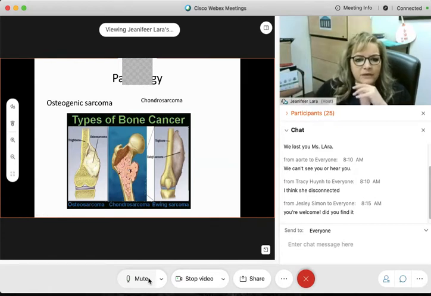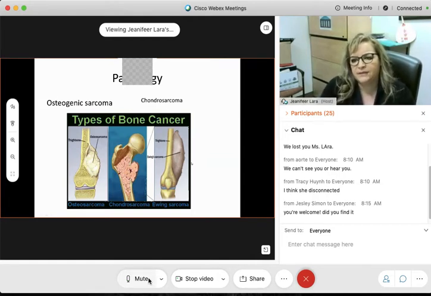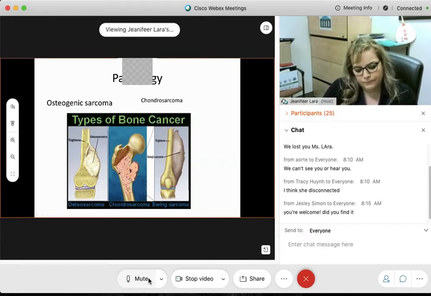Awesome. So osteogenic sarcoma or osteosarcoma and chondrosarcoma, what's the difference between those? Look at the prefixes. One says osteo and one says chondro. What is chondro?